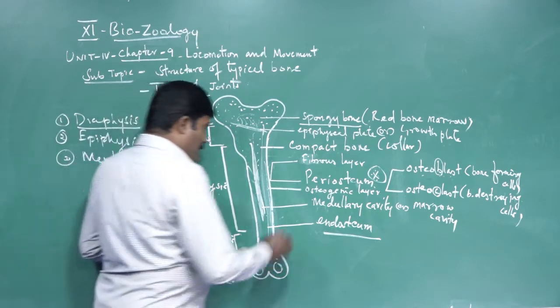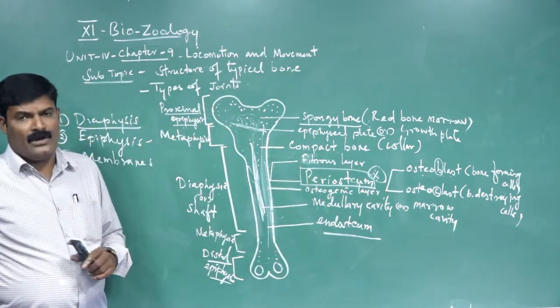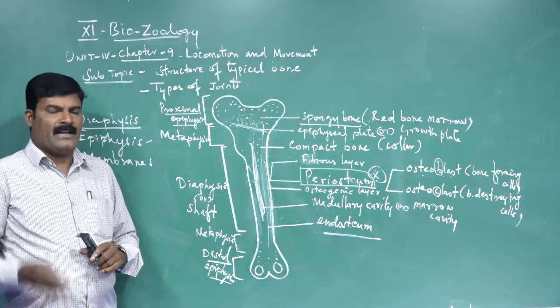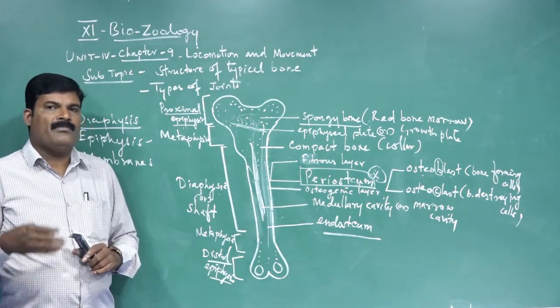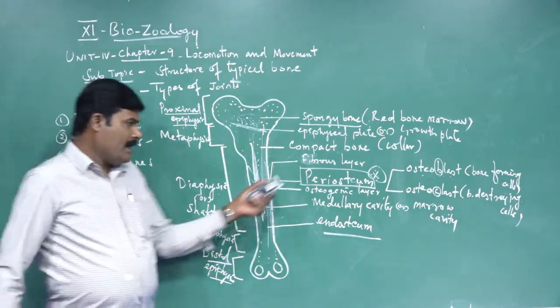Another point: the periosteum is a double layered membrane which contains nerve fibers, lymphatic vessels and blood vessels that supply blood to the bone. So that is the periosteum.